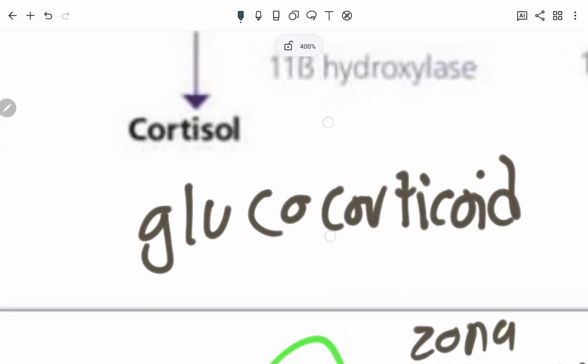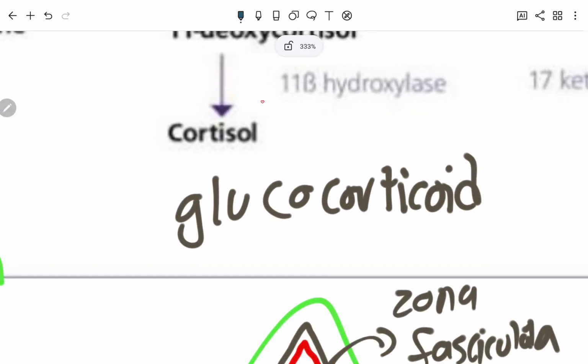The second type is called glucocorticoids, and the main glucocorticoid in our body is cortisol. Now, cortisol has that bad reputation of being the stress hormone with a myriad of negative adverse effects. However, cortisol is only bad when in excess.